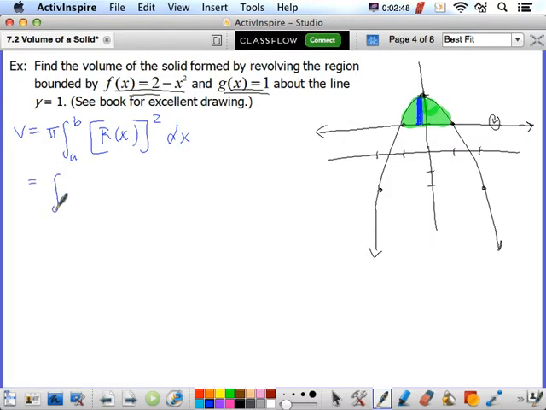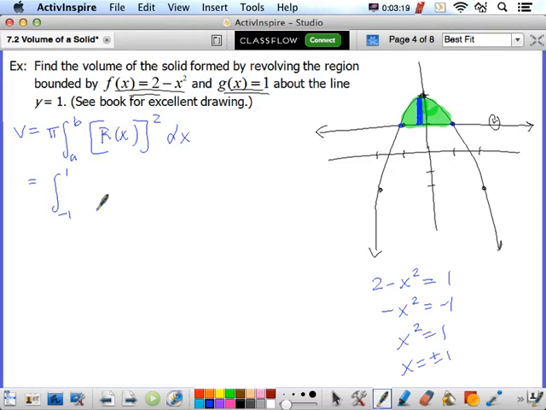what you do is you take the two graphs, the top and the bottom, and you set them equal. 2 minus x squared equals positive 1. Let's try it this way. Negative x squared equals negative 1, positive x squared equals positive 1, x is plus and minus 1. So that's how we got the negative 1 here to the positive 1 here. And those become your boundaries, limits of integration.